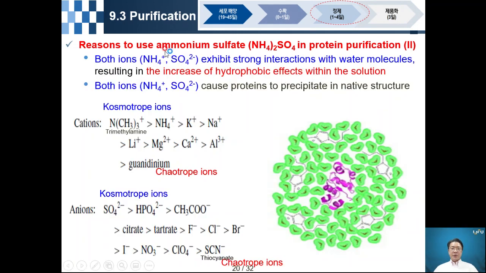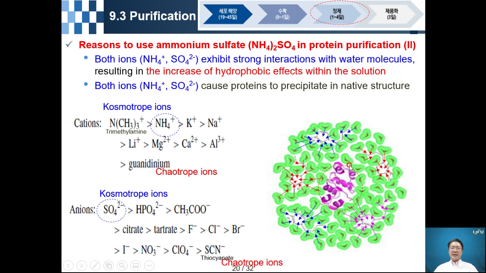The second reason to use ammonium sulfate in protein purification is that ammonium sulfate is composed of the ammonium ion and sulfate ion. The ammonium ion and sulfate ion belong to the cosmotropic ions. Cosmotropic ions exhibit strong interaction with water molecules, so they increase the hydrophobic effect within the solution.